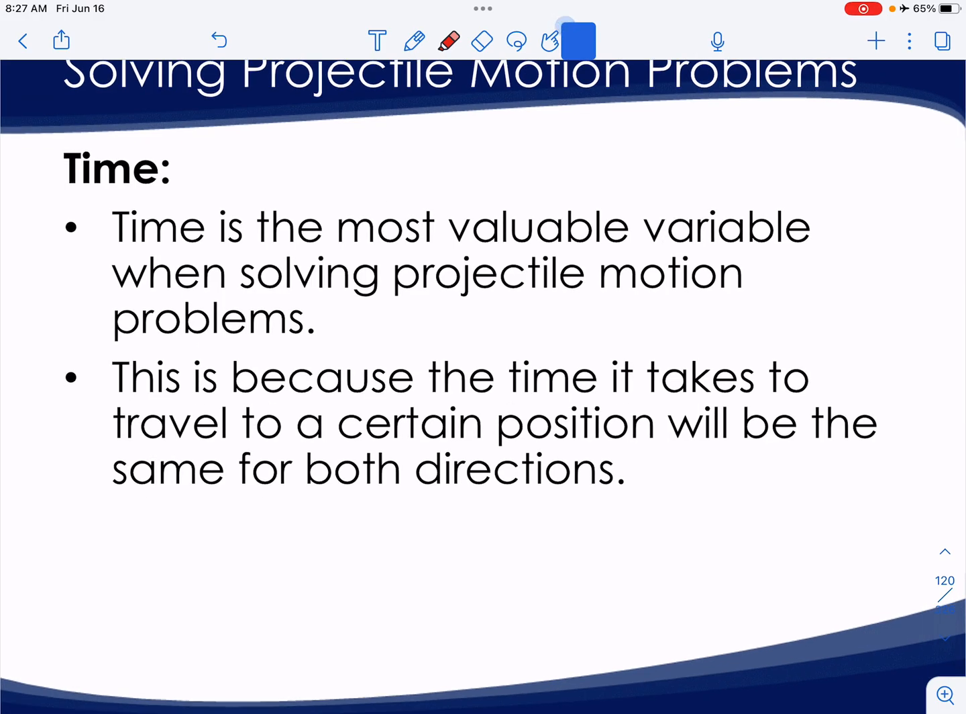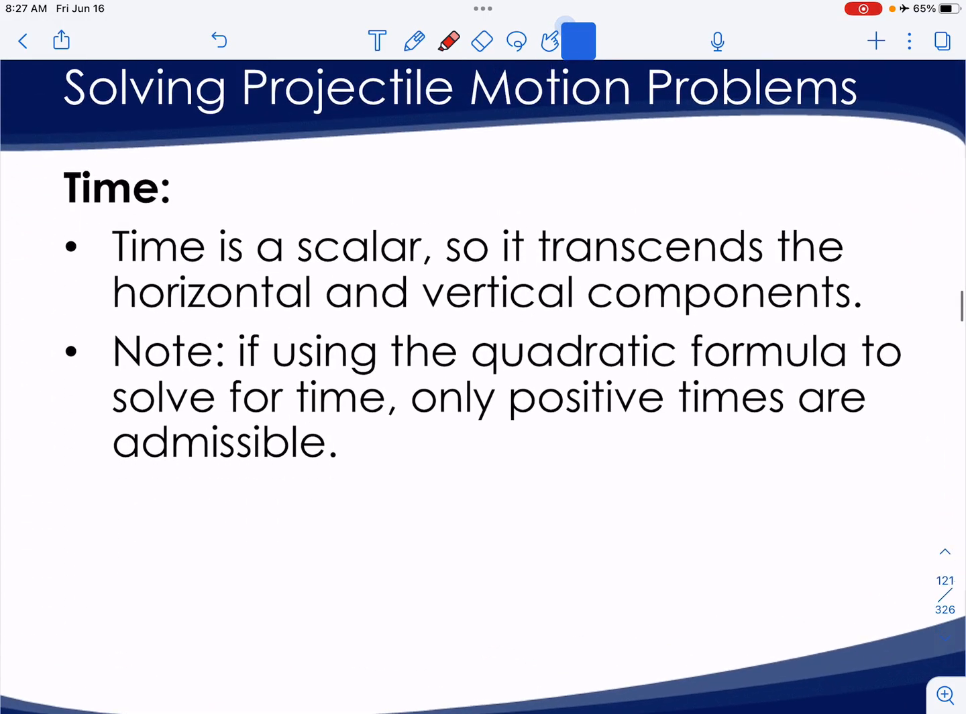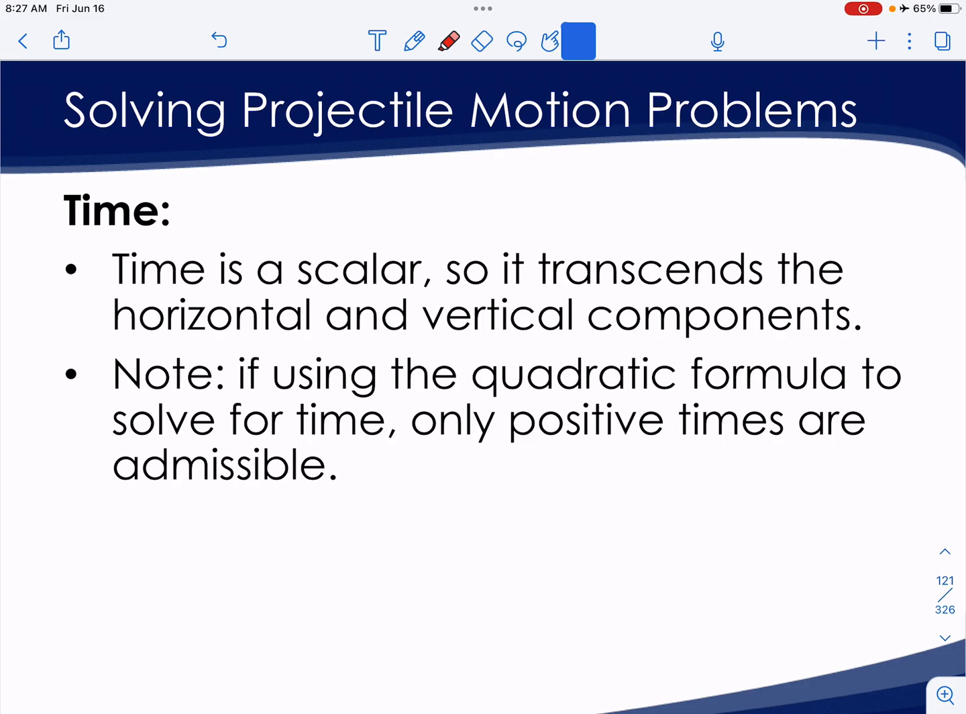Time is the most valuable variable when solving for projectile motion problems. This is because the time it takes to travel to a certain position will be the same for both the X and the Y direction. Time is a scalar, so it transcends the horizontal and vertical components. Basically, you don't have to break that into horizontal and vertical. It's just a scalar quantity. If using the quadratic formula to solve for time, only positive times are admissible.